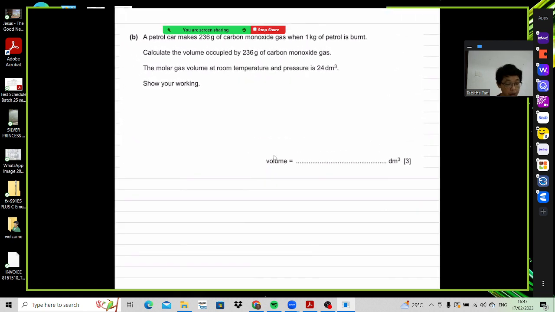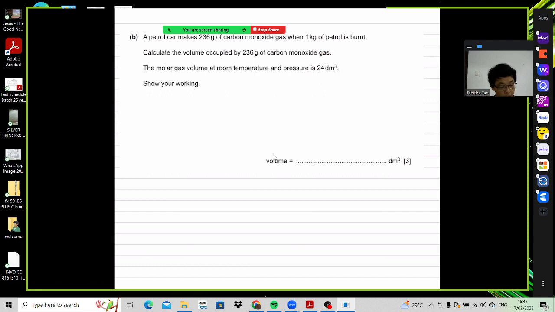I have snapshot a part of the questions from a past year paper. A petrol car makes 236 grams of carbon monoxide gas when 1 kilogram of petrol is burnt. Calculate the volume occupied by 236 grams of carbon monoxide gas. The molar gas volume at room temperature and pressure is 24 dm³. They were so generous and so kind by providing that. If they didn't, you already memorized that magic number 24.